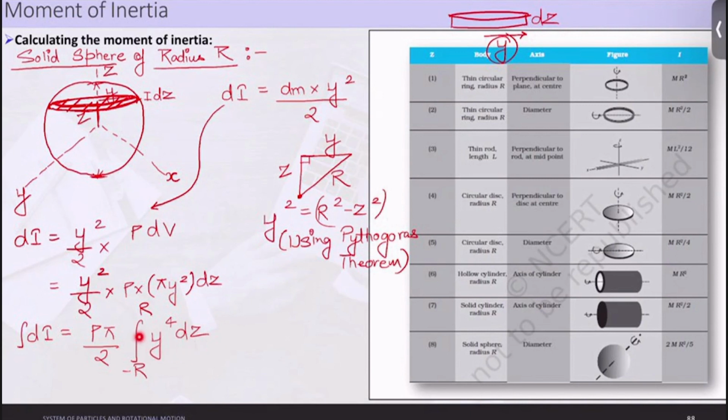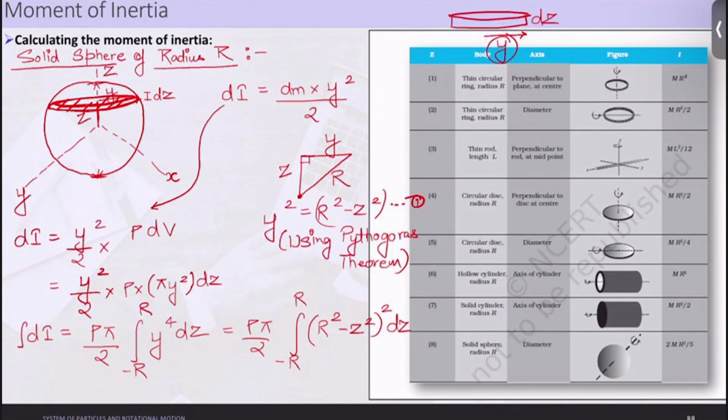So basically we need this y to the power 4 in some function of z so that we can do the integration. Therefore, we can write rho pi by 2 integration of minus r to r into capital R square minus z square whole square dz. I hope it is clear. In the place of y square, I just wrote this equation which I just got. Let us write this equation number 1. Fine. So now you just need to solve this.